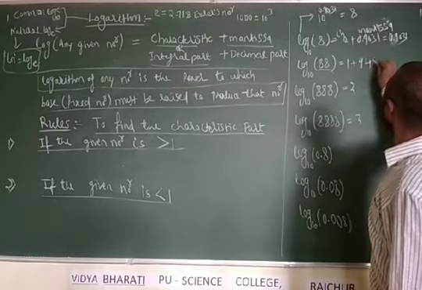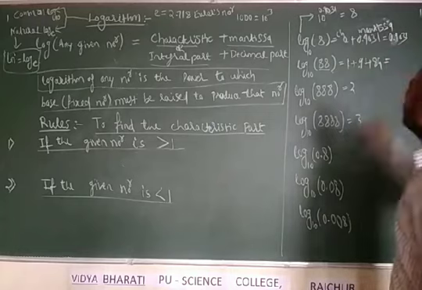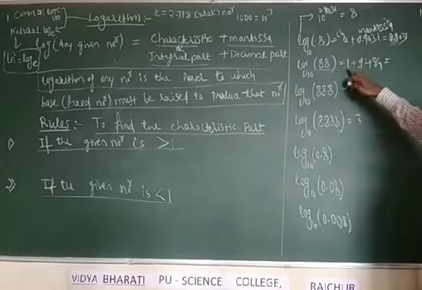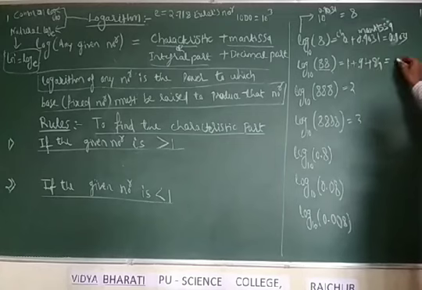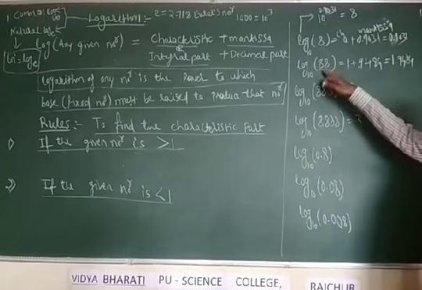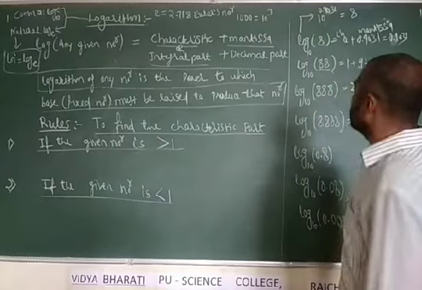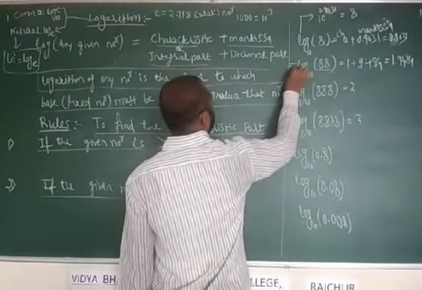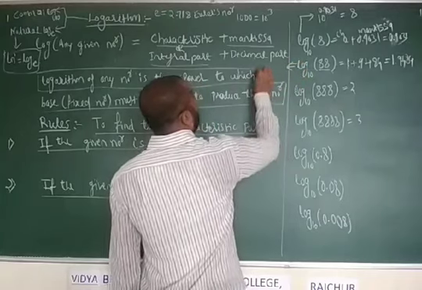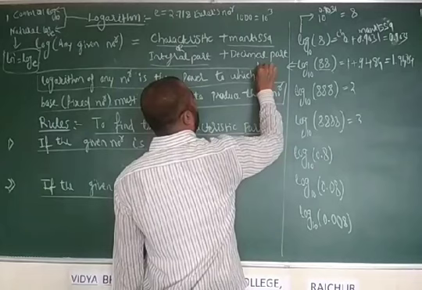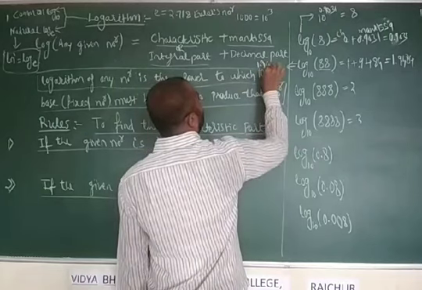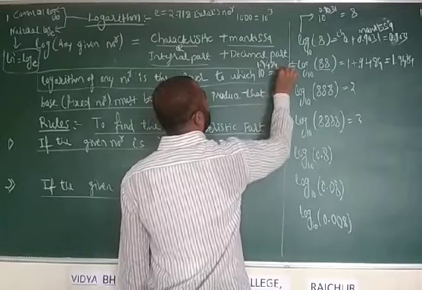Its mantissa is 0.9484. Overall, 1 plus 0.9484 means the logarithm of 88 is equal to 1.9484. In other words, how can we understand this? We can understand it like this: 10 to the power of 1.9484 is equal to 88.